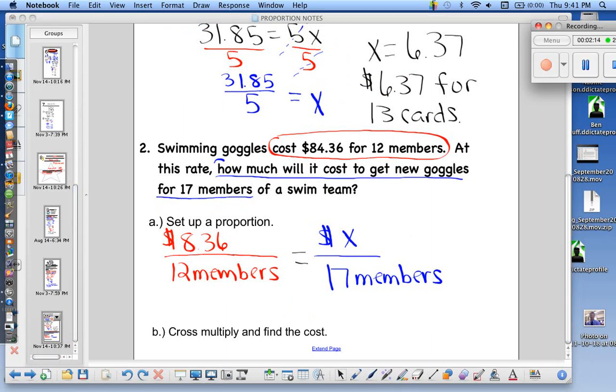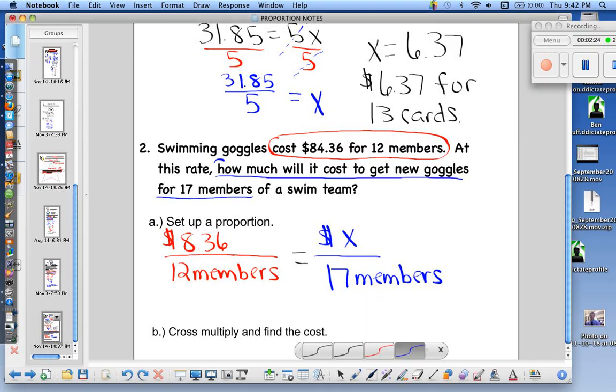So let's go ahead and check our work. If you notice, I'm still labeling my units horizontally. I've got dollars up here, I've got dollars here, and I also have dollars here. They're horizontal, they're next to each other. And below it, horizontally, I've got 12 members and 17 members.